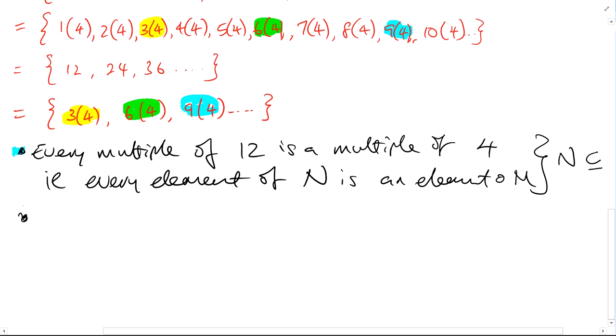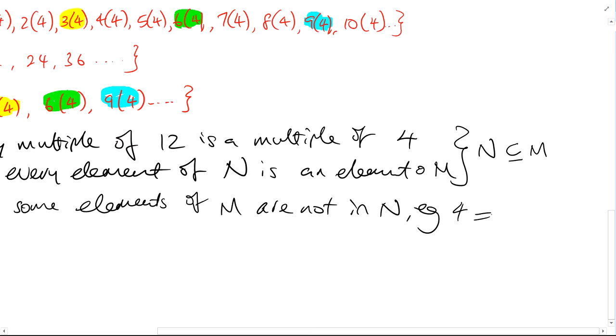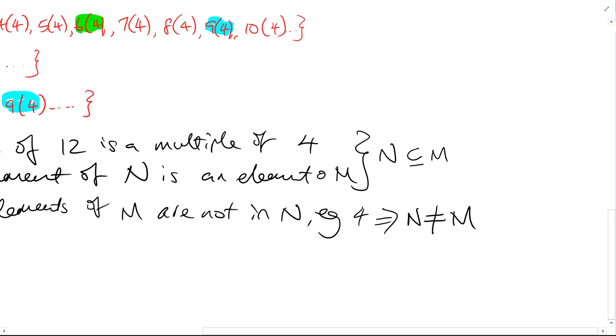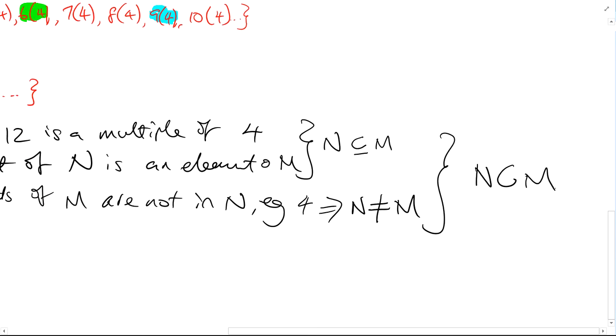Point number 2, but some elements of m are not in n. Example, you were saying 4. Just one example is good enough already. So this one over here tells us that n is not equal to m. So based on these two arguments, n must be a proper subset of m. Okay, write the subset properly like this.